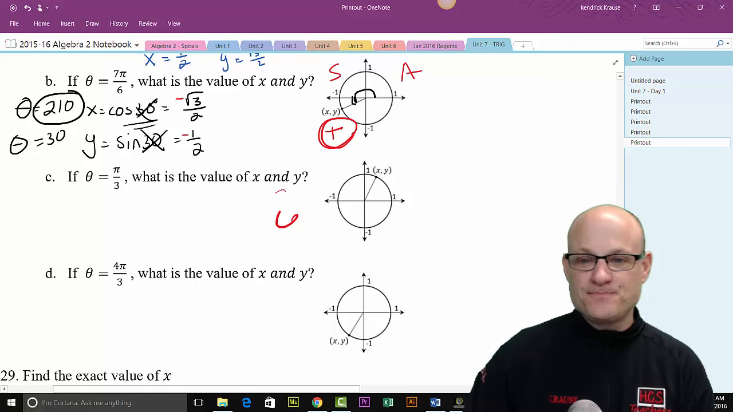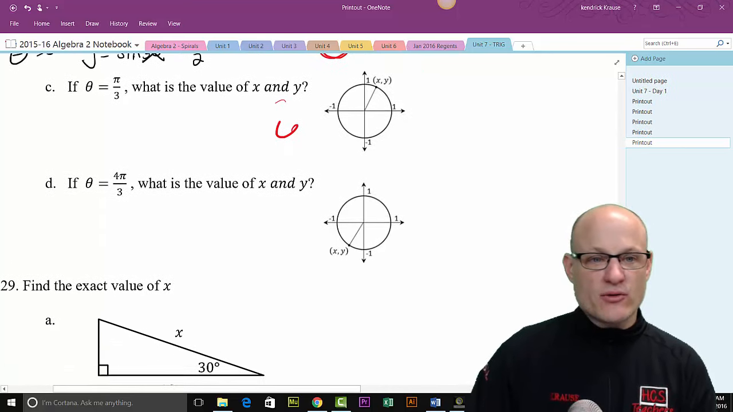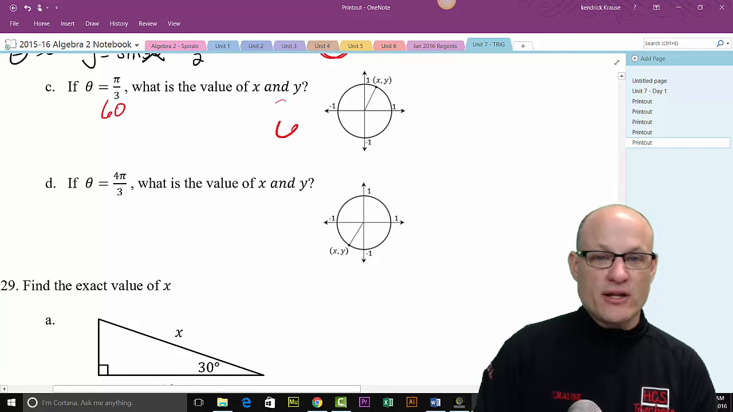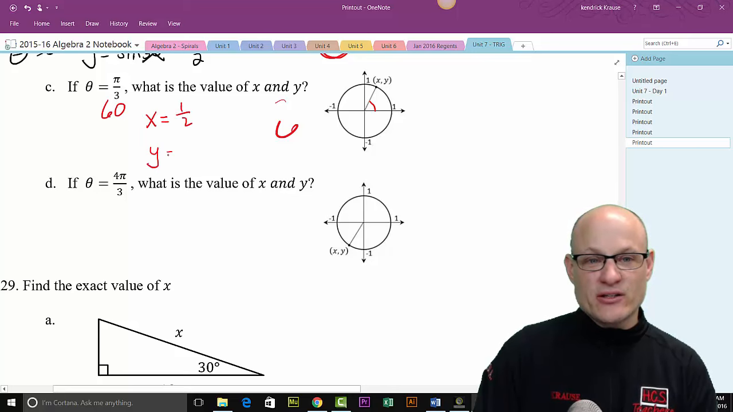Let's convert pi over 3. That's just 60 degrees. Oh, that's in the first quadrant. Well, good thing is I know everything's positive in the first quadrant. And so the cosine of 60 degrees, which is x, is 1/2. And the sine of 60 degrees is the square root of 3 over 2. And since we're in the first quadrant, everything's positive.